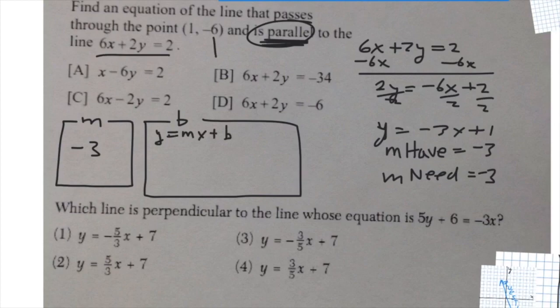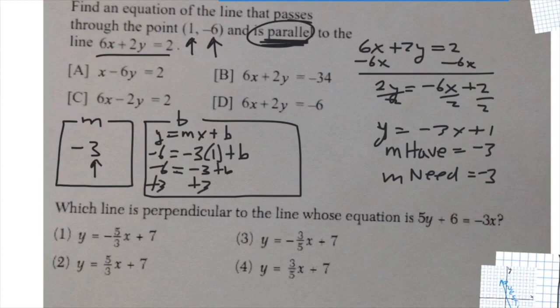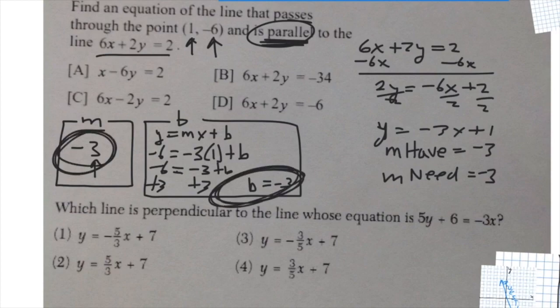Plug in the y. Plug in the slope. Place the x. And then just solve for b. So we'll end up getting -6 equals -3 plus b. Adding 3 to both sides gives me b is equal to -3. So I'm looking for the equation above that has a slope of -3 and a y-intercept of -3.